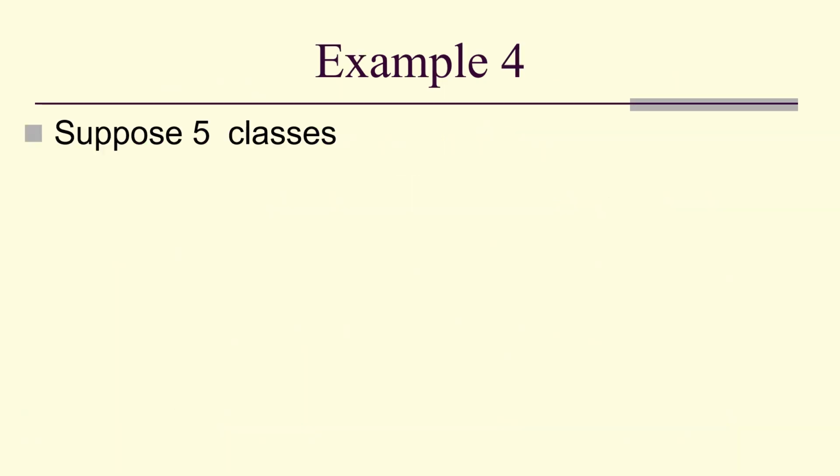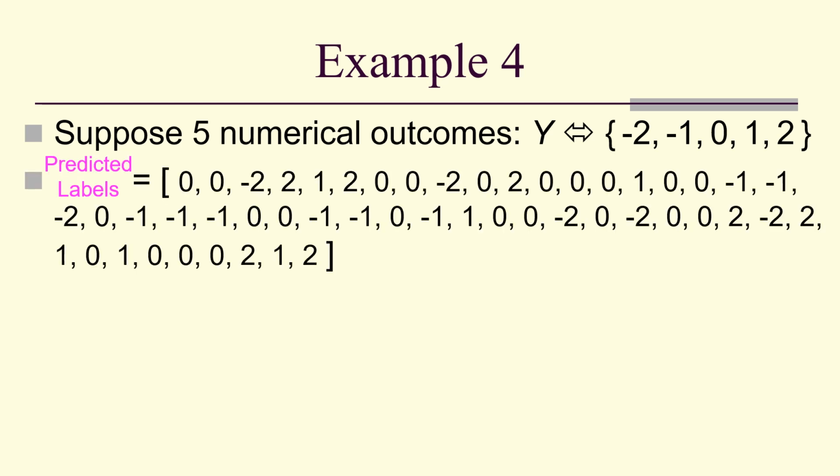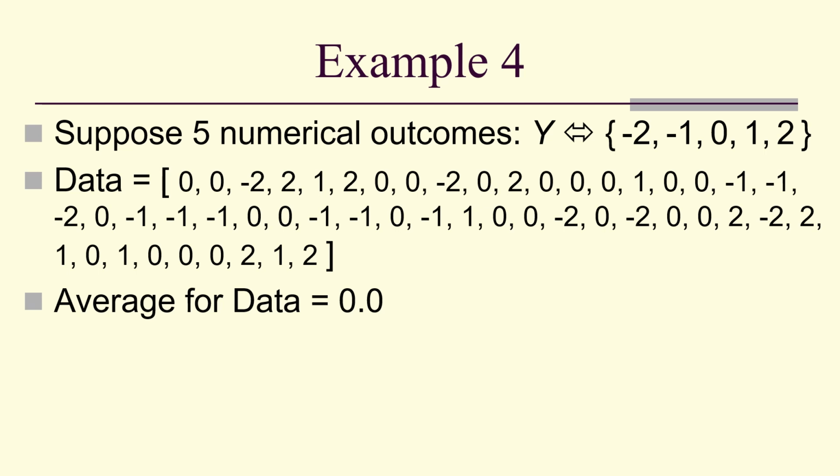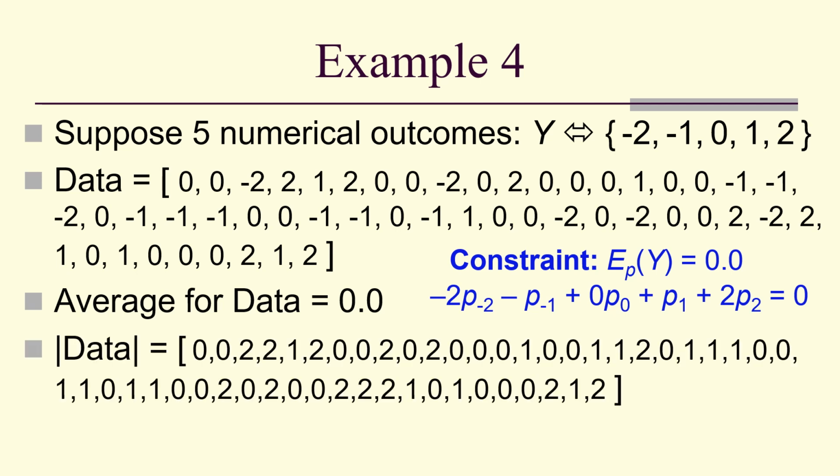Suppose we have 5 classes or numerical labels or outcomes. And in this case, y is going to correspond to -2, -1, 0, 1, and 2. Here are our predicted labels. So we ran through our classifier and we got these predictions. And our data, therefore, is these predicted labels. And the average for the data, in this case, it turns out the average of these numbers is 0. And so our first constraint is that the expected value of capital Y is 0, which looks like this.